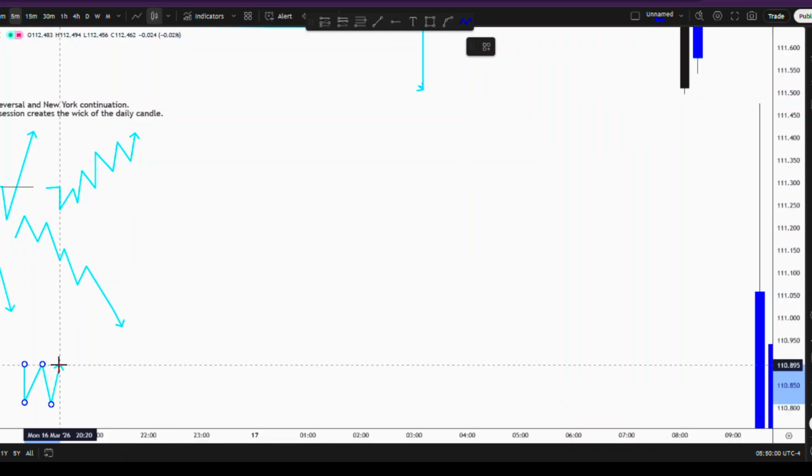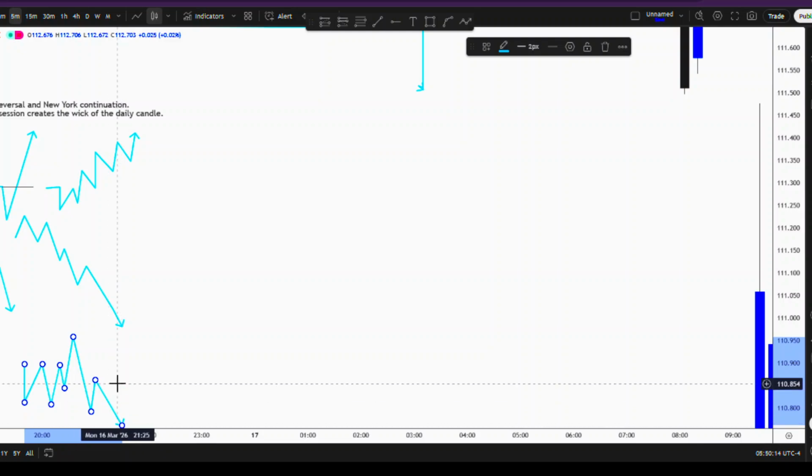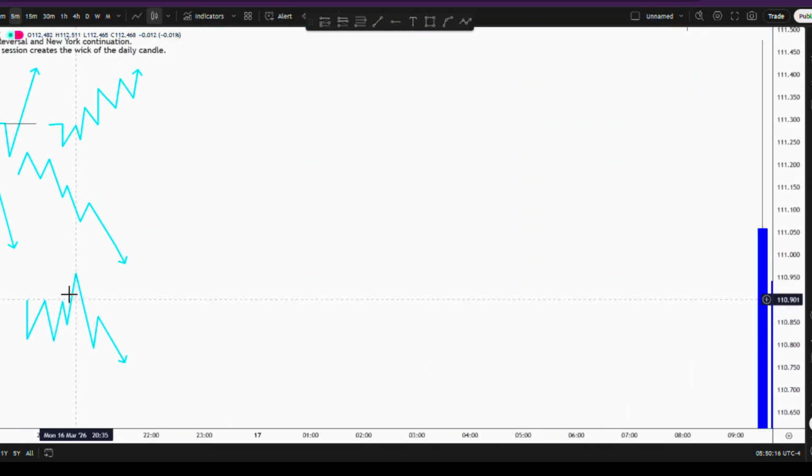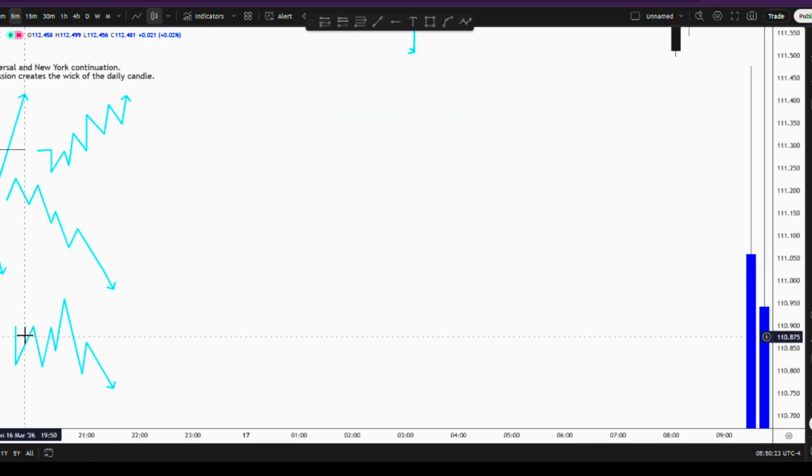Then London will manipulate the high of Asia and give us a reversal candlestick, and then during New York we see a continuation downwards. So this is in case of a bearish London reversal, and the opposite is true. So we'll have accumulation, and then if it's a bullish, then the London session will manipulate the lows of the Asian session and then give us a reversal, and then New York will just continue to the upside.